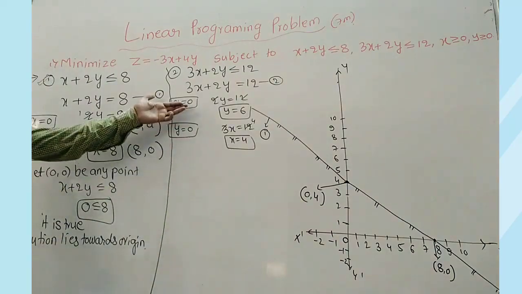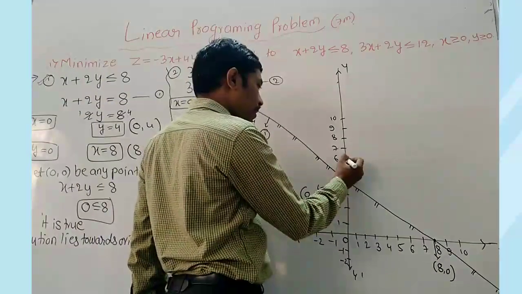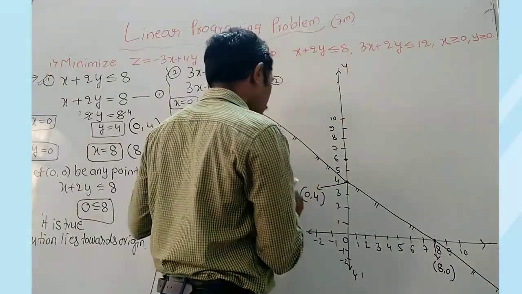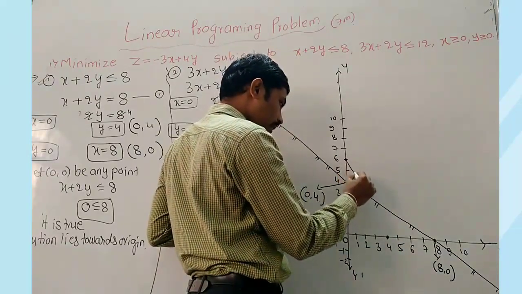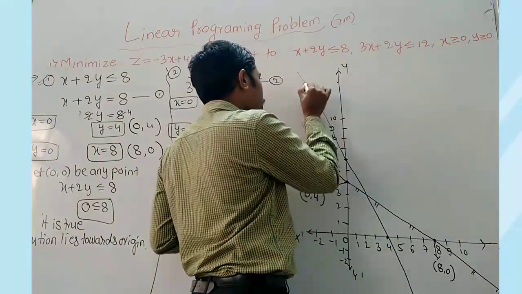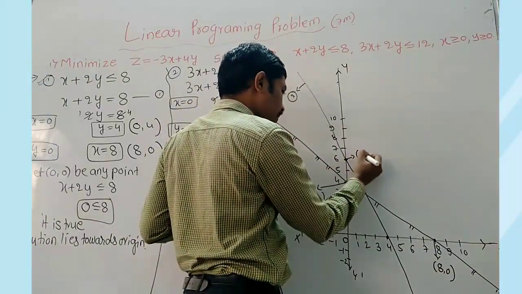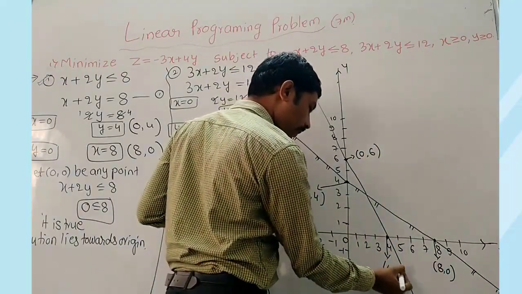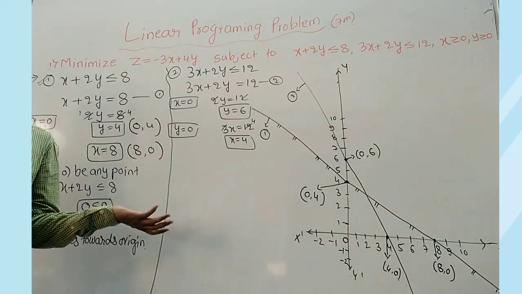Tell me, which is the first point? x is equal to 0, y is equal to 6, so somewhere here we will get the point. The next one is x value 4, y value 0, this point. Correct? Now we will join them with a straight line. Which equation is it? The second one. So mark this. Which point is it? 0, 6. Which point is it? 4, 0. Correct?